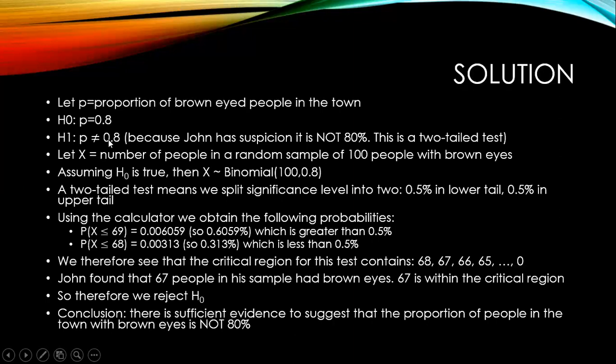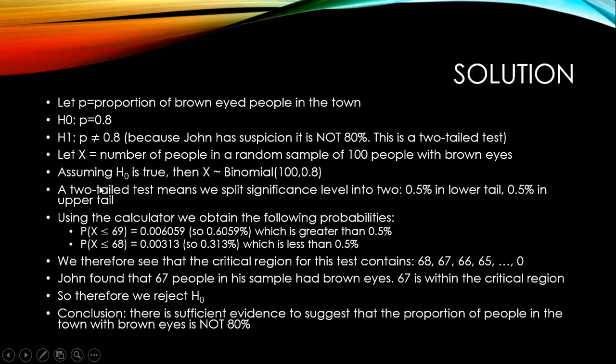So whatever it says in your alternative hypothesis, not 80%, or, let's say it was a one-tail test and your alternative hypothesis was P is greater than 0.8, then you'd write in your conclusion, there is evidence to suggest that the proportion of people in the town with brown eyes is greater than 80%. So you follow that alternative hypothesis if you reject H0. Obviously, if you don't reject H0, if you accept H0, then you say that there is insufficient evidence to suggest the proportion is different from 80%.